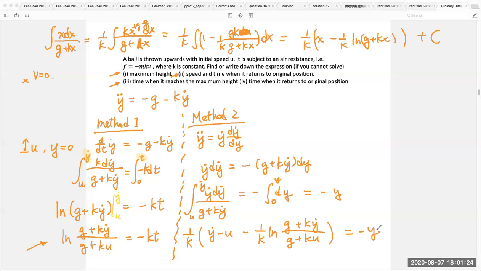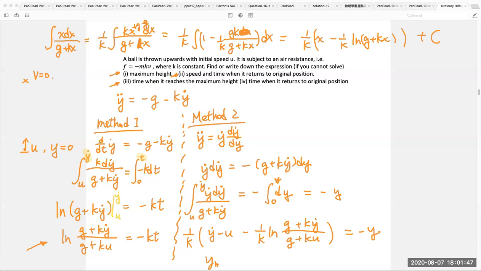Now, actually, you cannot express y dot as a function of y because there's a natural log. The y dot is inside the natural log. But in this case, it's still fine because at the highest point, the y dot is 0. You can get the maximum height easily.